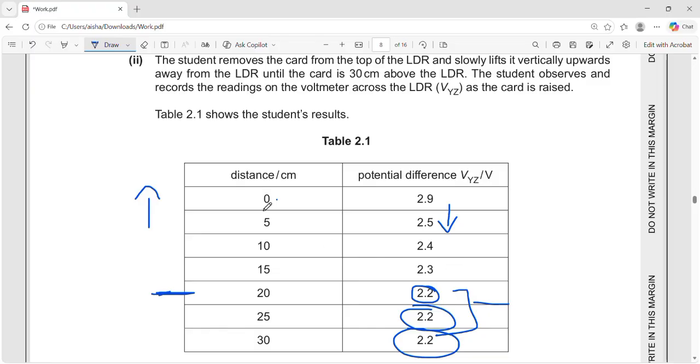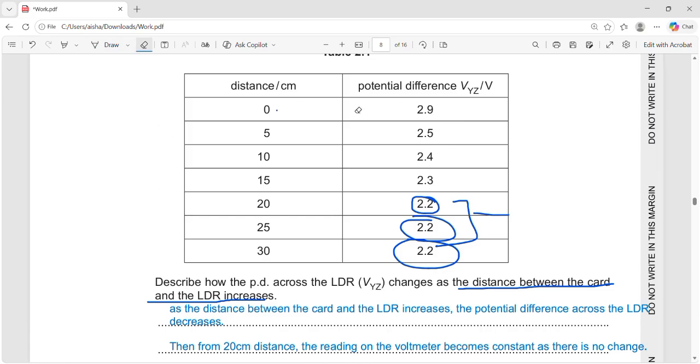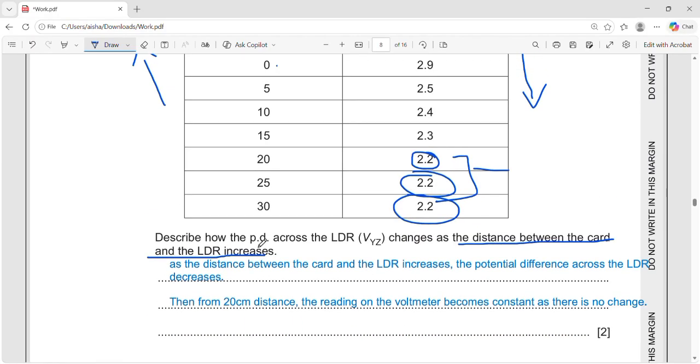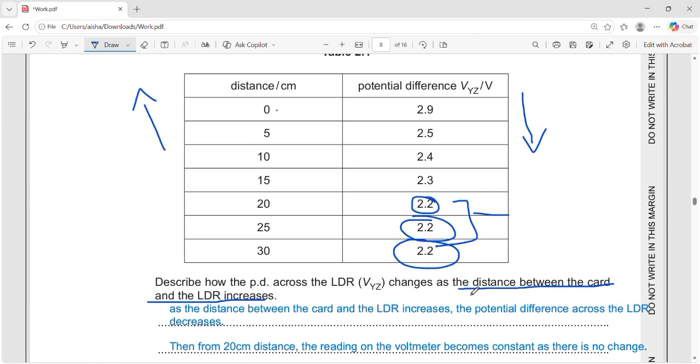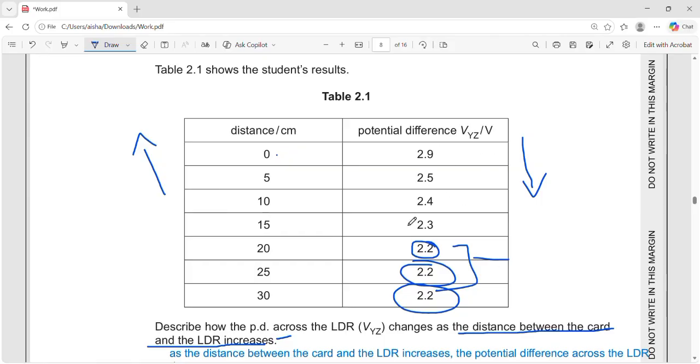So as the distance is increasing, the potential difference is decreasing. So that means that it's inversely proportional. So when it says describe how the PD across the LDR, VYZ, changes as the distance between the card and the LDR increases, okay? If the distance is increasing, the potential difference is decreasing.